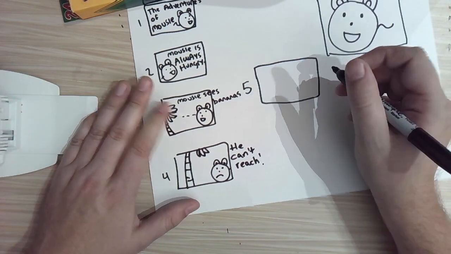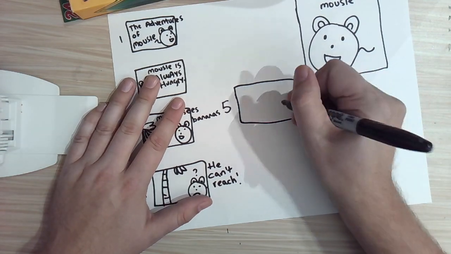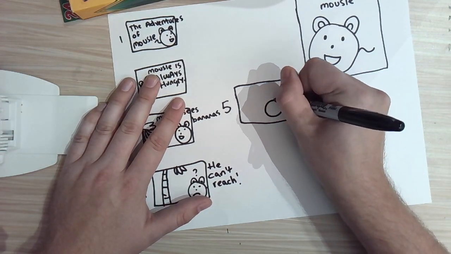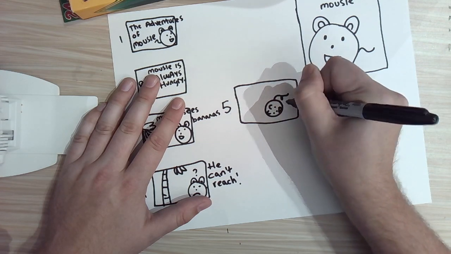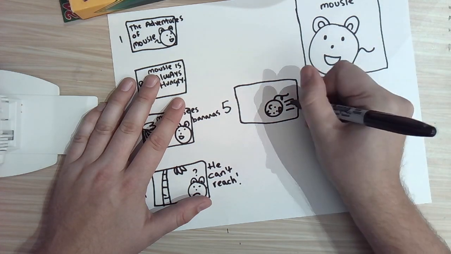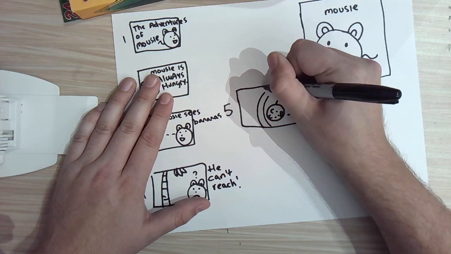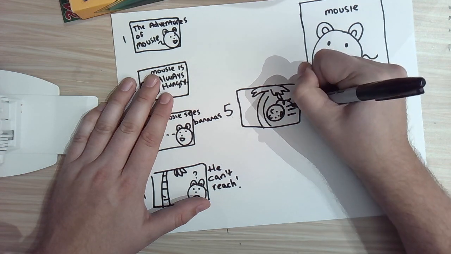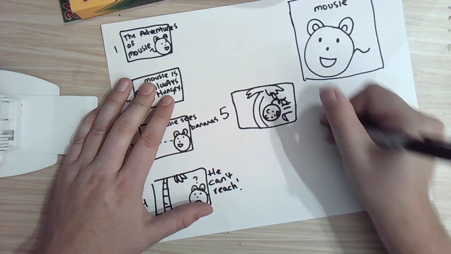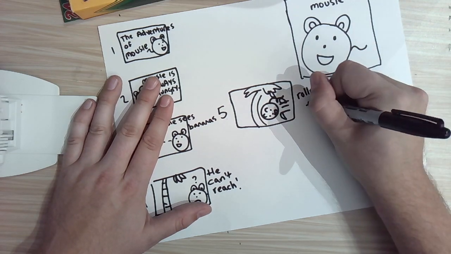So, let's solve his problem. I'm going to have Mousy roll, with little action lines to show that he's moving. I'm going to have him roll into that banana tree so hard that those bananas pop off and onto the ground. Okay? Rolls into tree.